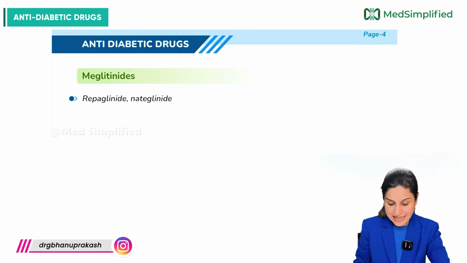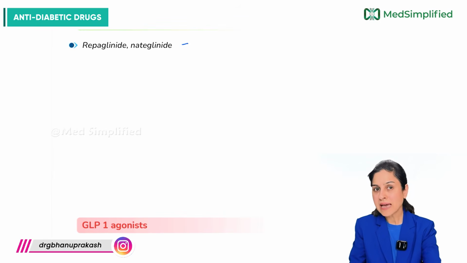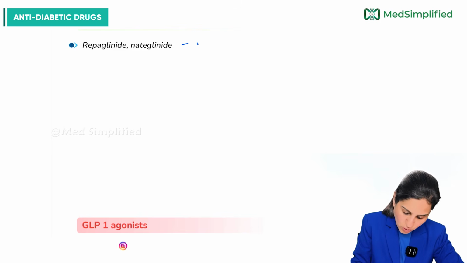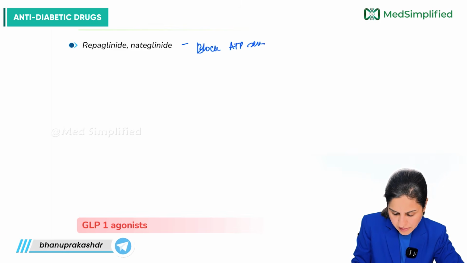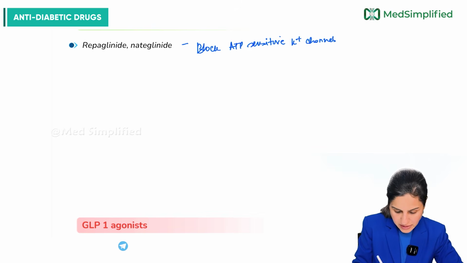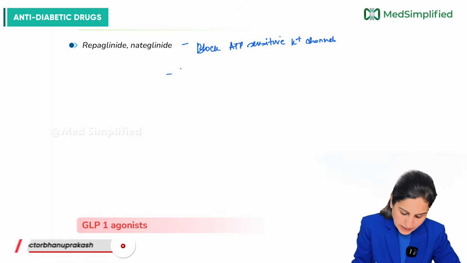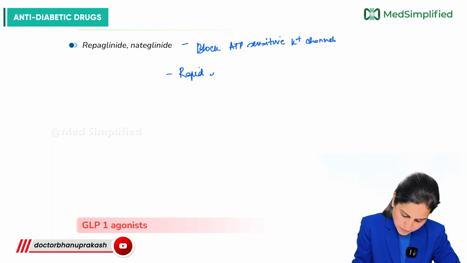Now, moving on to the second group of drugs, we have meglitinides. Meglitinides work by a similar mechanism just like sulfonylureas. They also block ATP sensitive potassium channels, but their receptor site is different. Otherwise, they do the same thing, right? Now, what is the difference from sulfonylureas? Sulfonylureas are slower acting, while these are rapid acting and they have a short duration of action.